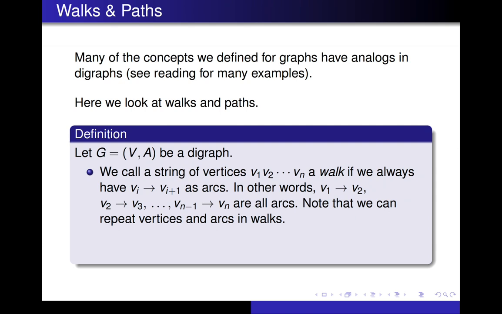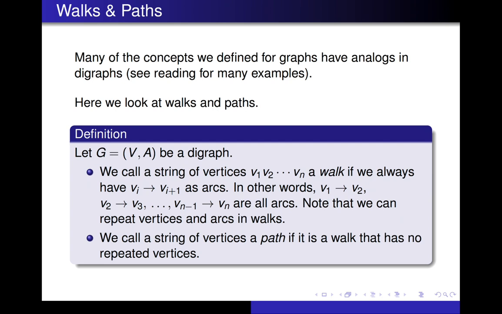And so in a walk, just as in graphs we could have repeated vertices and repeated edges, in a walk we can have repeated vertices and repeated arcs, as long as we're going in the correct direction. And then a string of vertices is a path if it's a walk that has no repeated vertices. So just like we had for graphs.